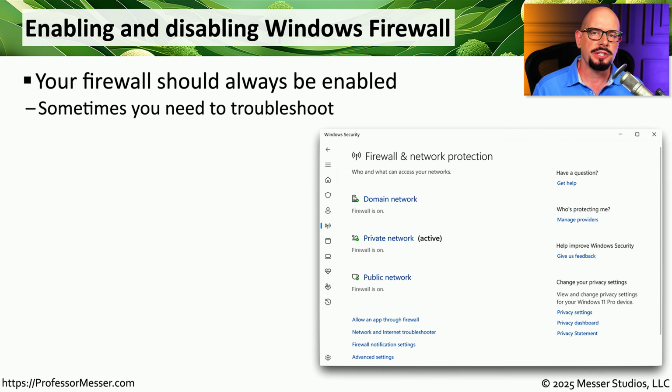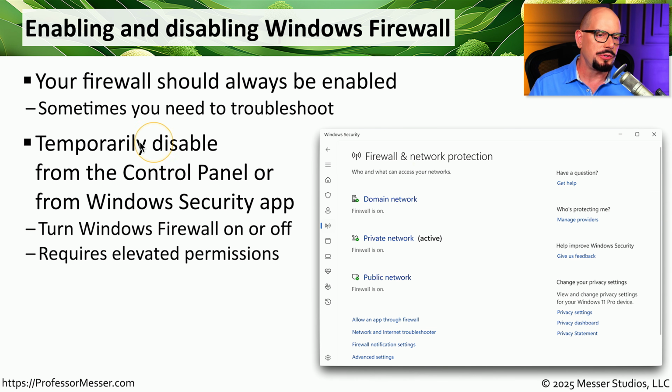The security features in our operating systems are designed to stay on all the time by default, but there will be times when you need to do additional troubleshooting. If you need to enable or disable the Windows Firewall, you can use the Control Panel, or what I'll use today in this video is the Windows Security app. You do need elevated permissions to turn on or turn off the firewall, so make sure you have the administrator permissions that you'll need to be able to perform that function.